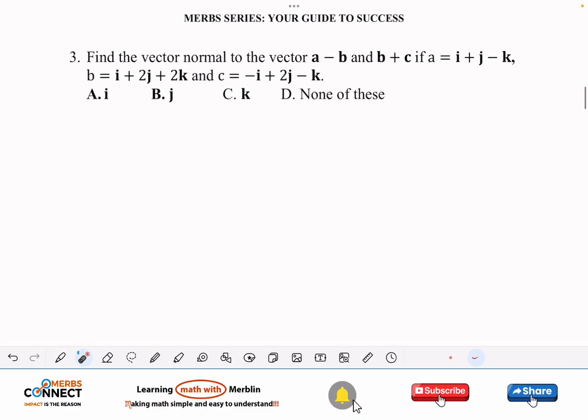Now let's look at question 3. Anytime you are solving, make sure you watch the solution before your answers before you do them, right? So here we want to find the normal vector to this and that, given that A is this, B is this, and C is this.